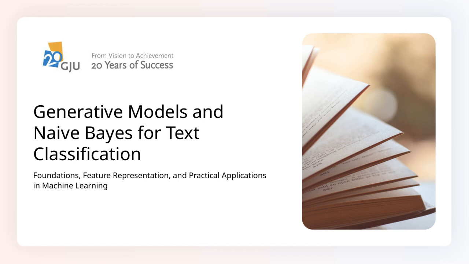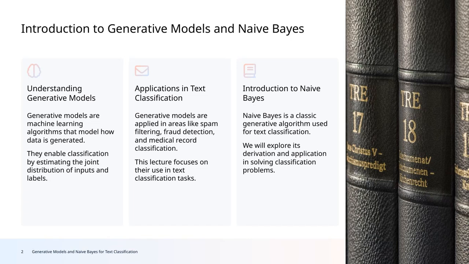So let's get started. Today, we're diving into how generative models and naive Bayes play a crucial role in text classification. Naive Bayes is actually a classic algorithm that falls under the category of generative models. It's widely used for classifying text, like sorting emails into spam or not spam. We'll look into how it's derived and how it's practically applied to solve real-world classification problems.